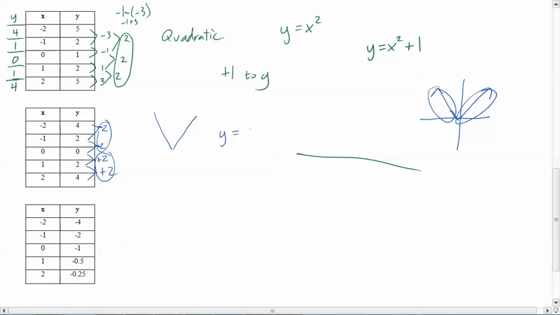Let's look at y equals the absolute value of x. So let's do what we did before. If I were to just do this, the parent function, what would we get? Well, the absolute value of negative 2 is 2. Absolute value of negative 1 is 1. Absolute value of 0 is 0. Absolute value of 1 is 1. And absolute value of 2 is 2.